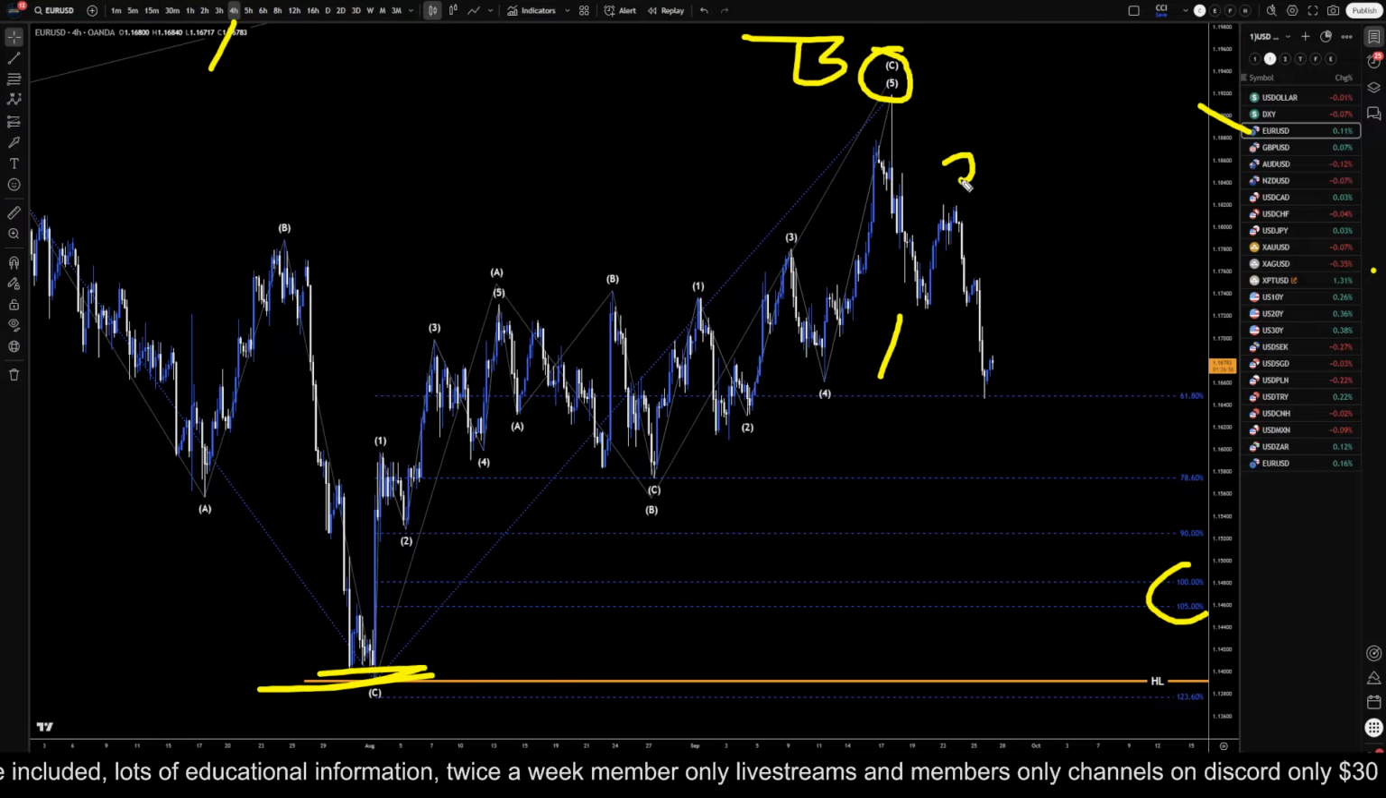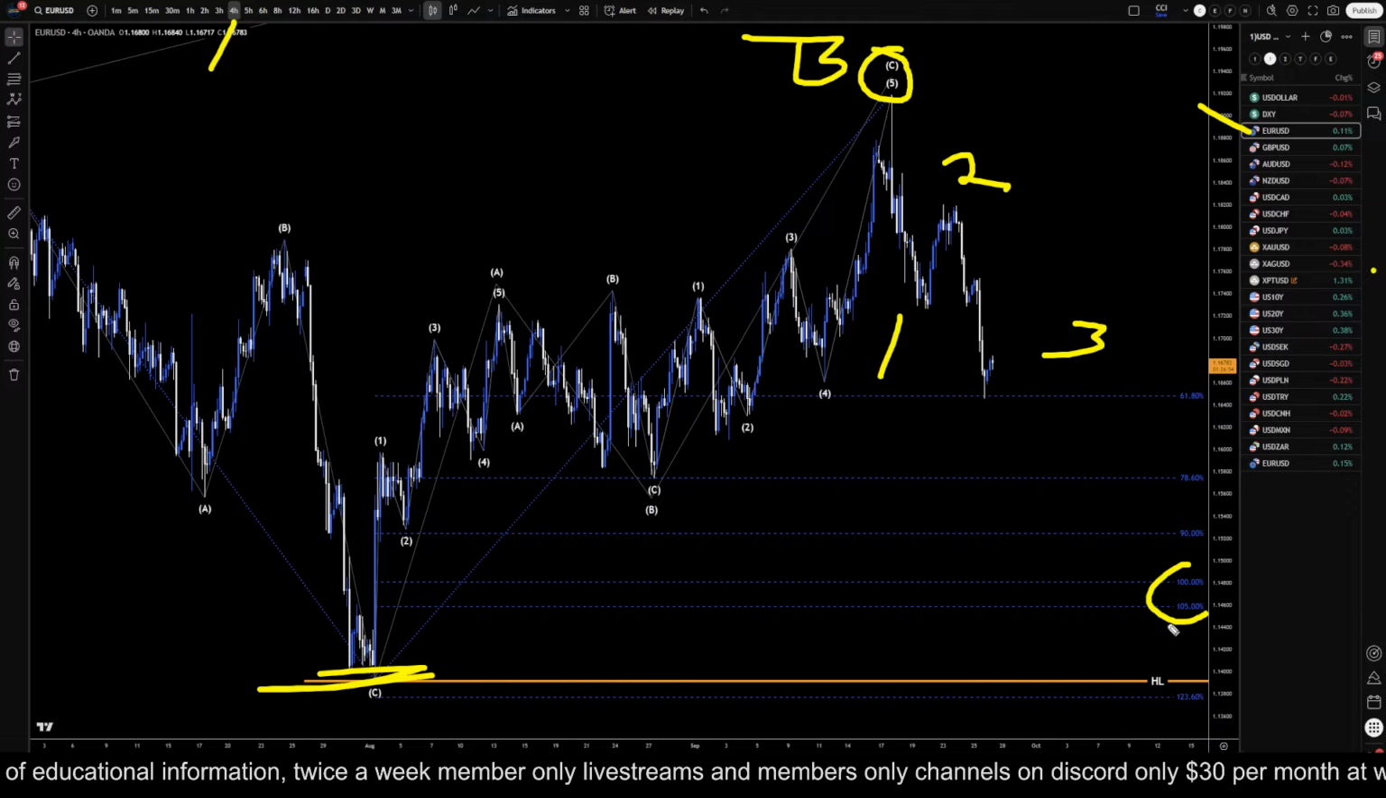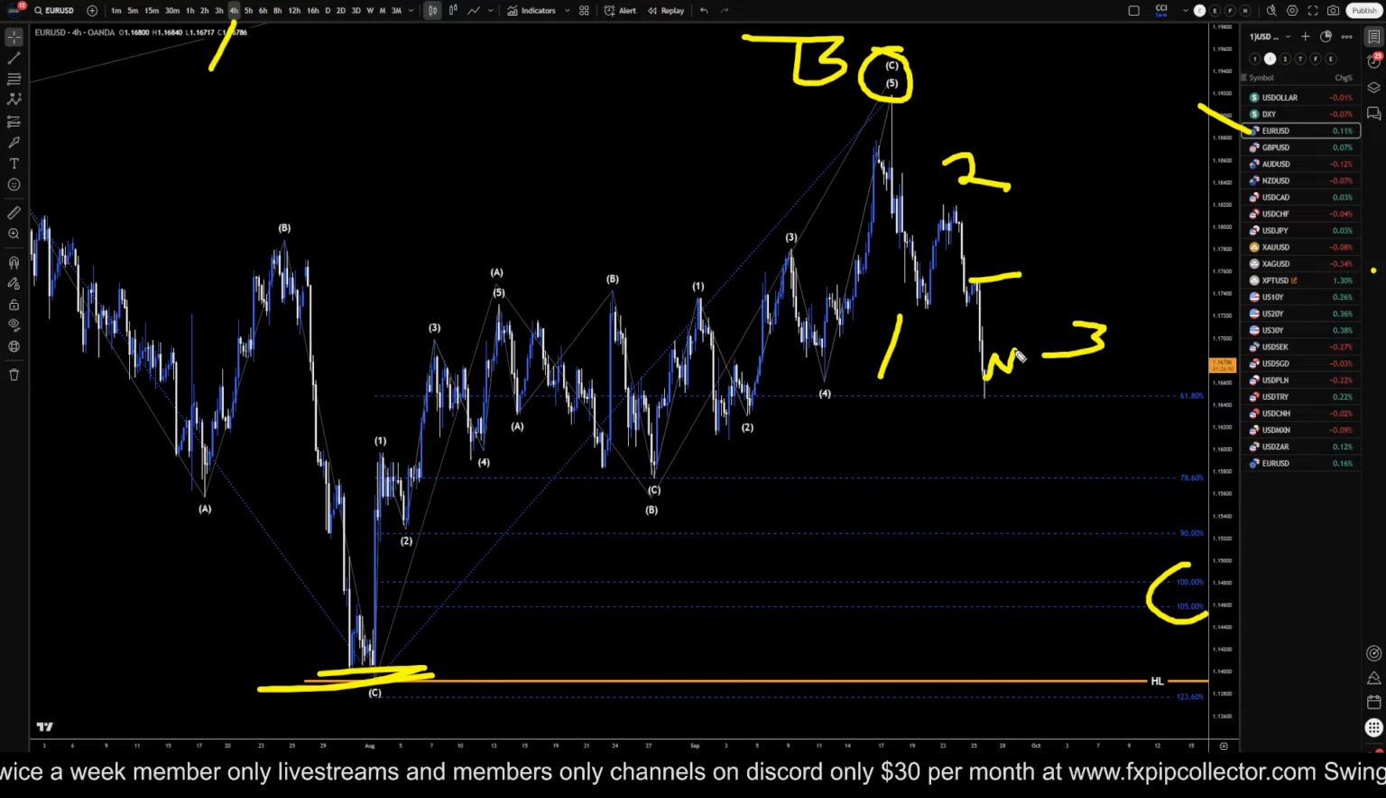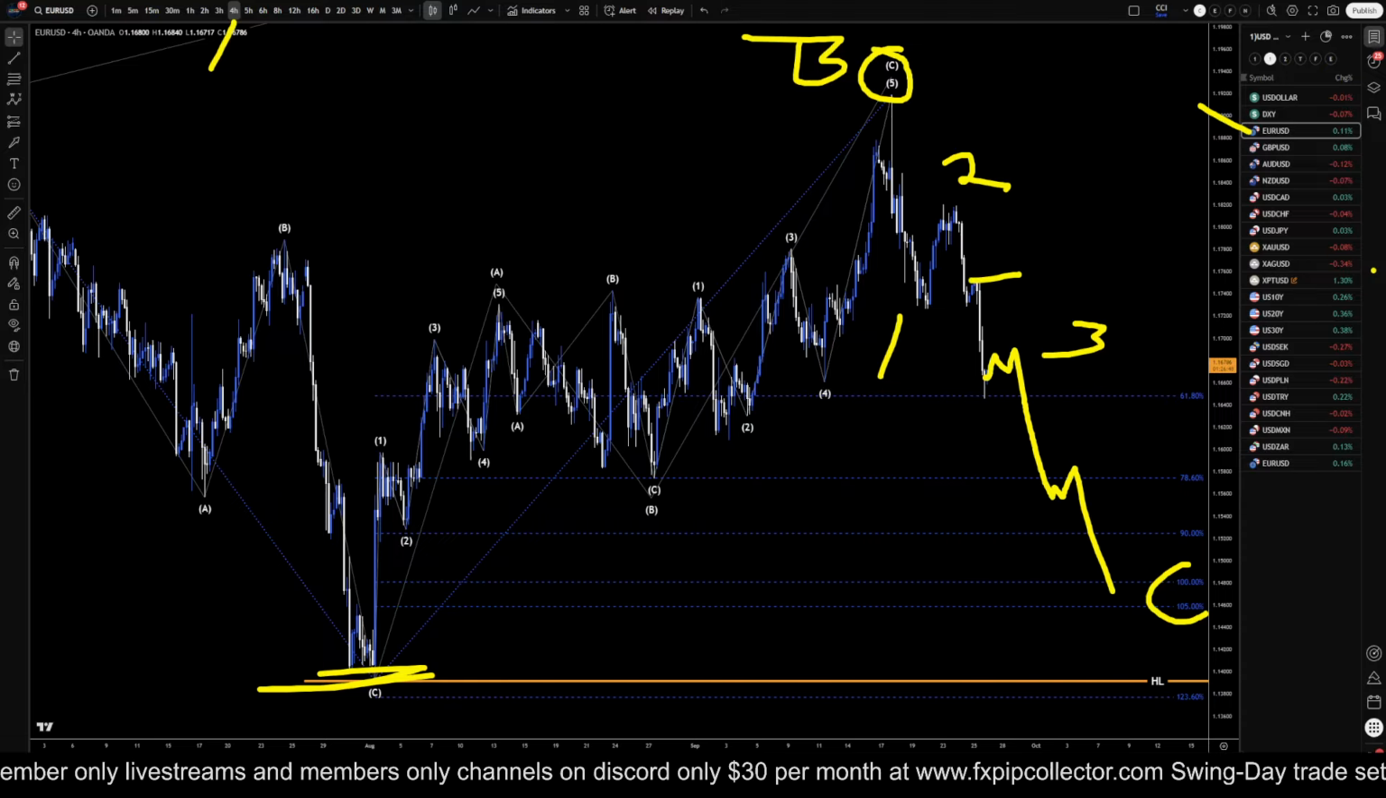I think this is a one. I think this is a two. I think we're currently in a three. It can definitely go up a little bit, but as long as it doesn't break structure, it is definitely still a downtrend on this time frame.